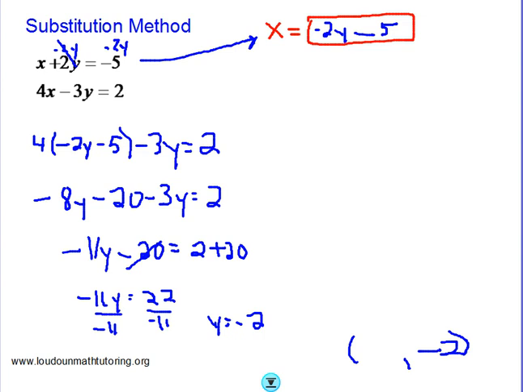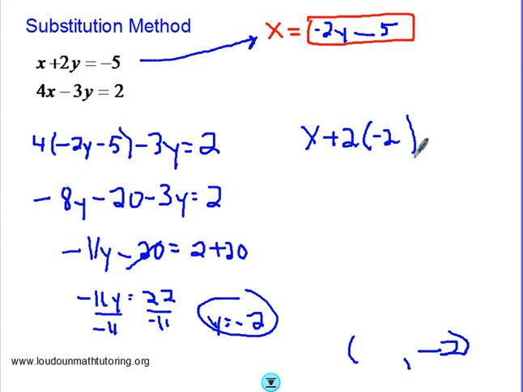All right, we still need to find the x location. So we're going to substitute again. Okay, we're going to take our y is equal to negative 2 and substitute it back into either of these equations. It doesn't matter which one. Okay, I'm going to substitute it back into the first one. I get x plus 2 times negative 2 is equal to negative 5.